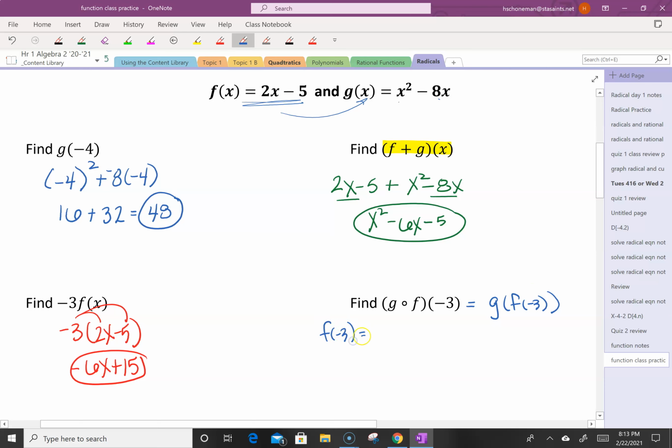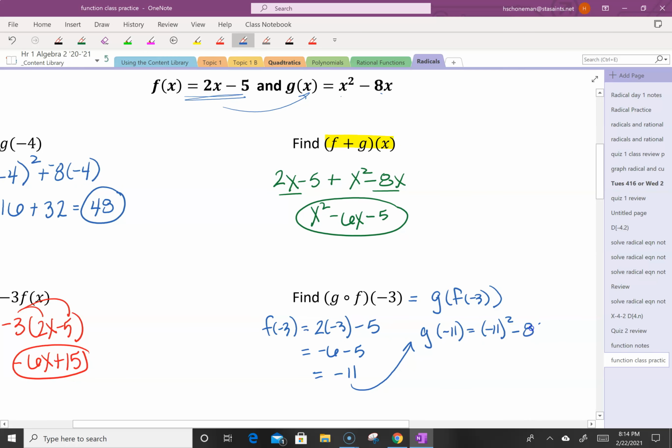So f of -3 would be 2 times -3 minus 5. So this is -6 minus 5, which would be -11. Now that I know that, I'm going to take that answer and plug it into g. And again, I knew I had to do f first because I work from the inside out. So g of -11 would be -11 squared minus 8 times -11. Well, -11 squared is 121 minus 88. And that gives you 33.